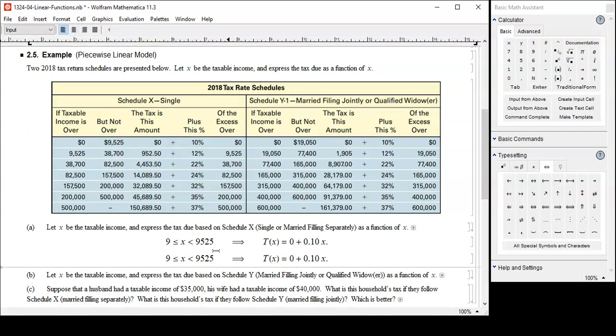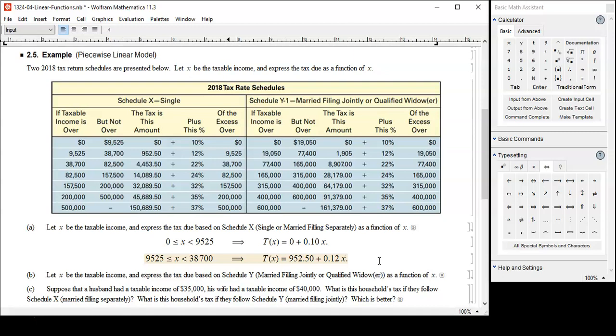Next. Oh, wait a minute. What am I doing? This should be 0. It was a typo. 9,525. And then the next one is 38,700. Okay, is that clear? Now, what do we have here? Not 0 plus, but 952 plus, and then now 12%. But then again, this is not going to be 12x.